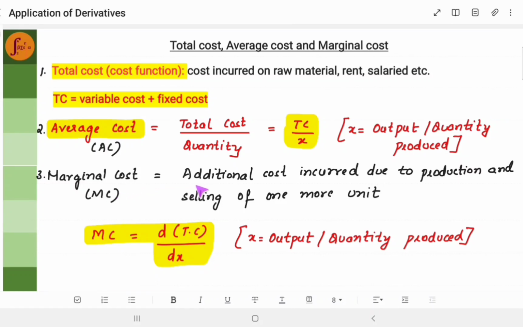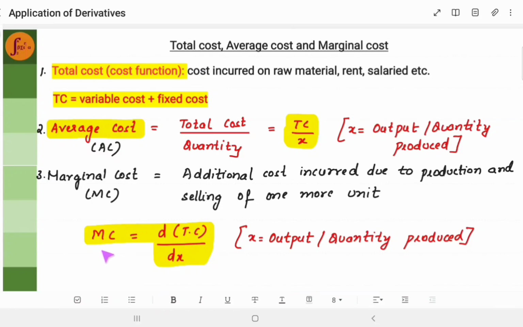Marginal cost. For every additional unit that we are producing and selling, there is an additional cost associated with it. So if you are manufacturing one additional product and there are expenses incurred in selling that product, that additional cost incurred is called marginal cost. You get marginal cost when you differentiate total cost. If you take total cost and differentiate, you will get marginal cost.